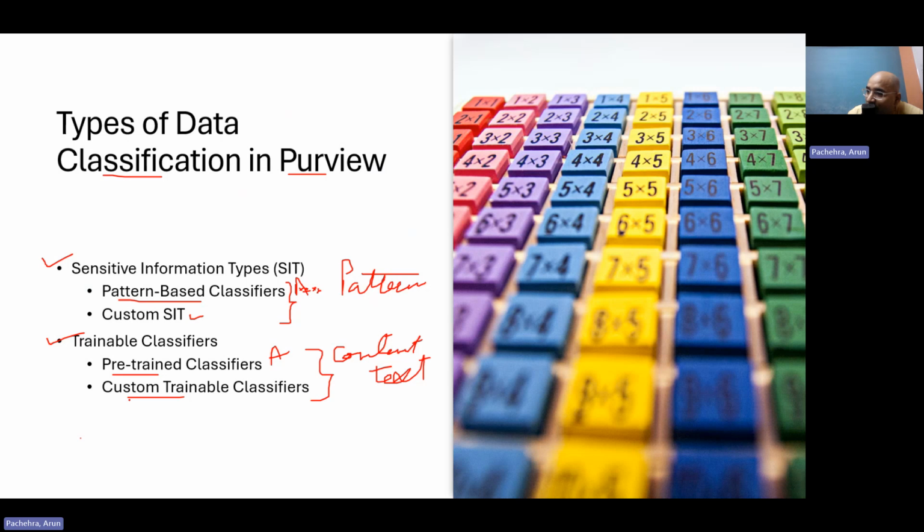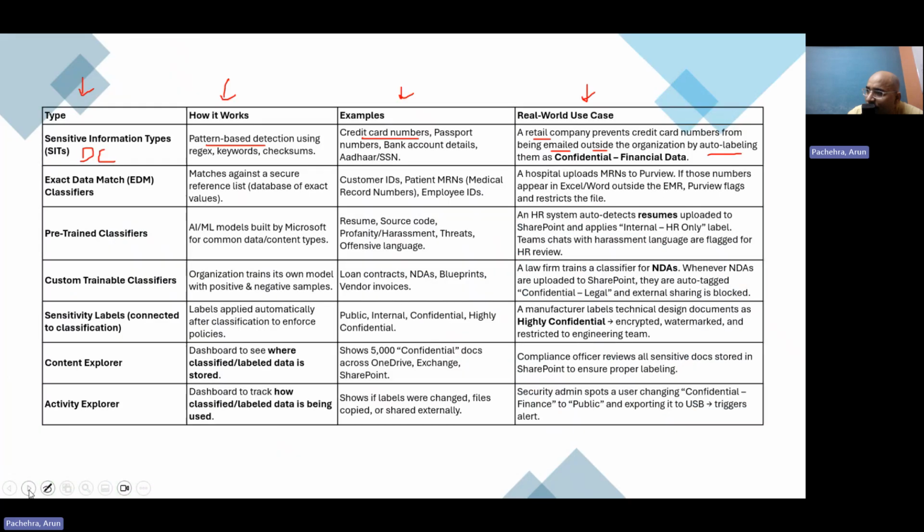This is automatic once you have trained your classifier. Okay, so this is pre-trained. This is automatic. You have put the conditions. So this is automatic. Automatically it sees the pattern and applies the tag.